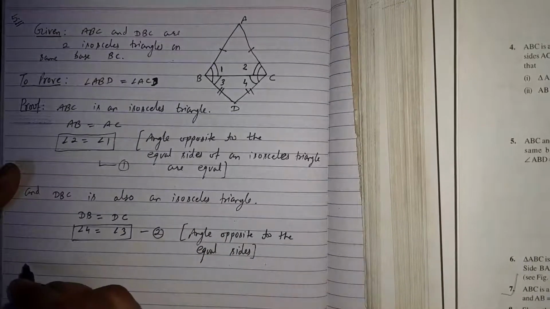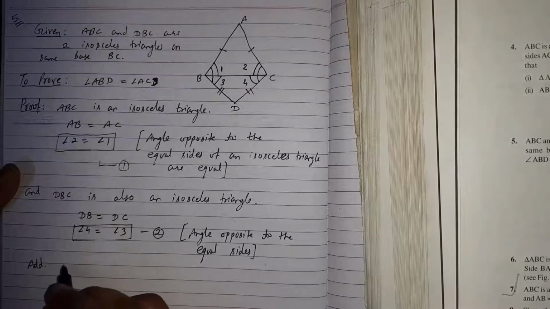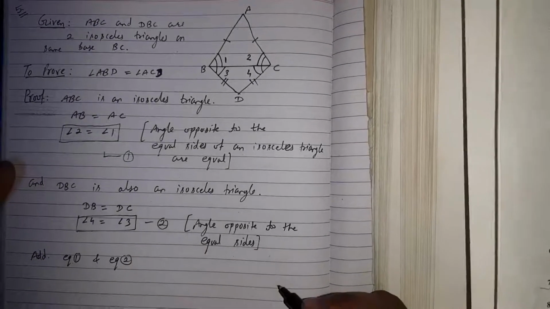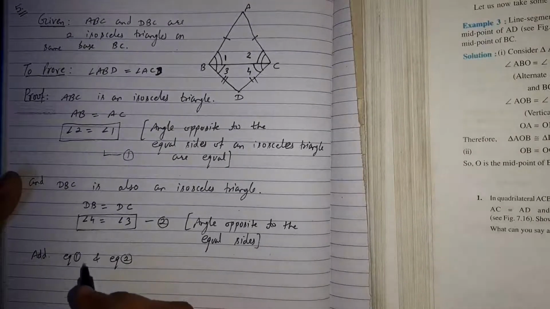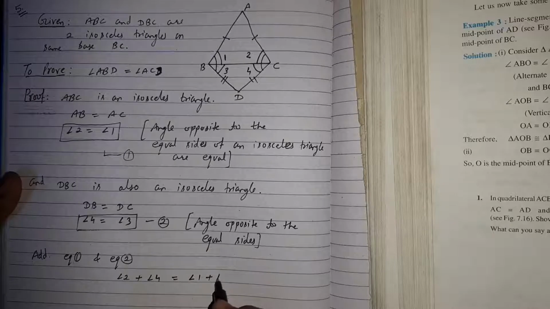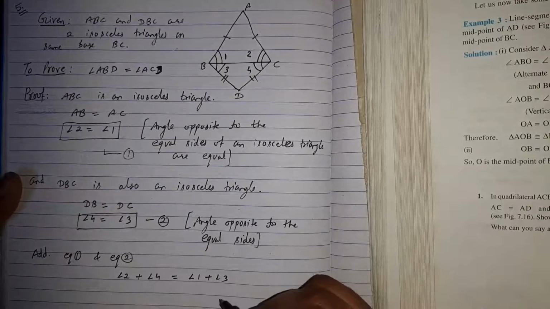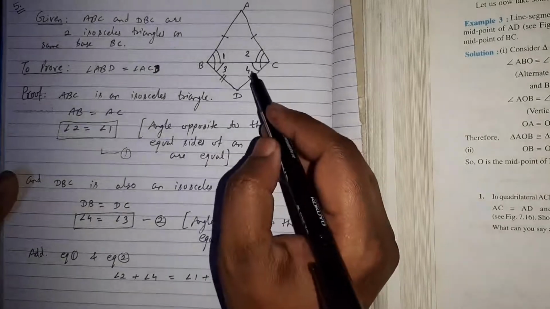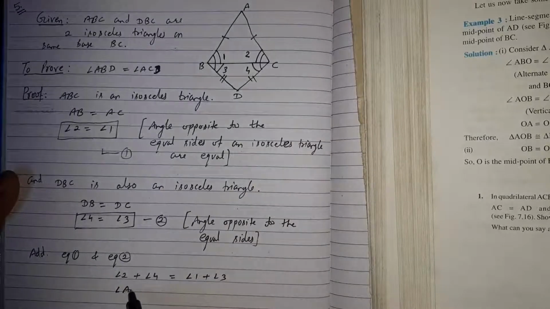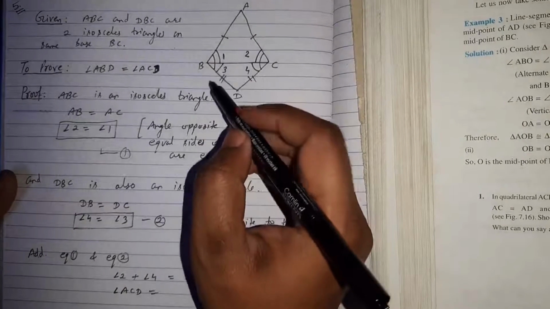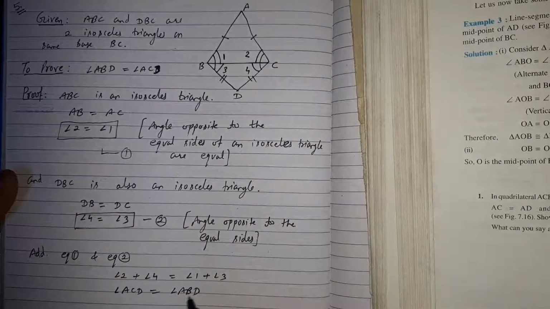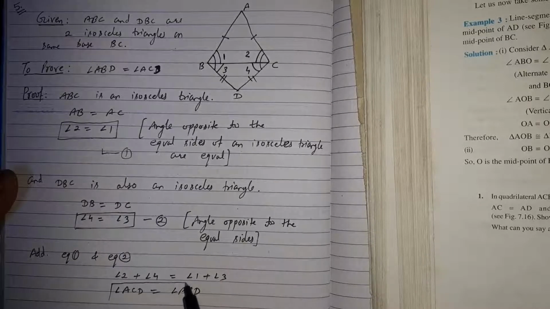Now add equation 1 and 2. So angle 2 plus angle 4 is equal to angle 1 plus angle 3. Now see, angle 2 plus 4 means angle ACD, this complete angle, and angle 1 plus 3 is angle ABD. So angle ACD is equal to angle ABD. Hence proved.